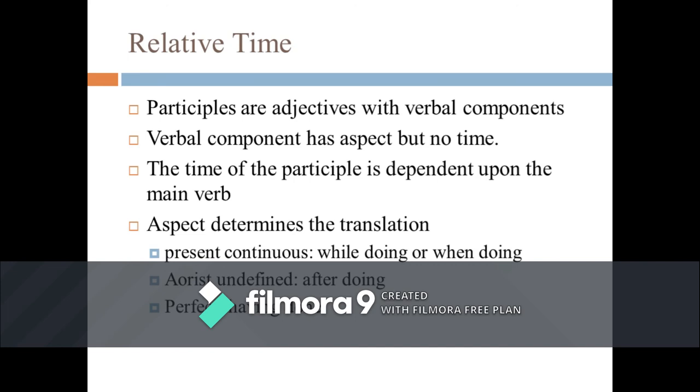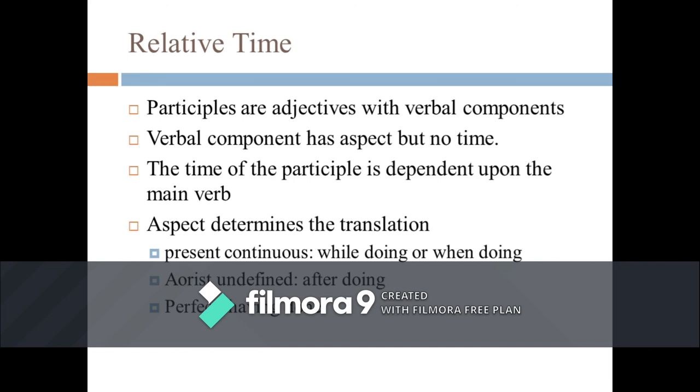So the present participle, this is where it becomes a little bit difficult, is a present participle because the stem is a present stem. A present stem participle is not being used because it's happening right now. It's being used because of the continuous aspect of the stem. So what we care about is the aspect, but not the time variation. The time of the participle is dependent upon the main verb.